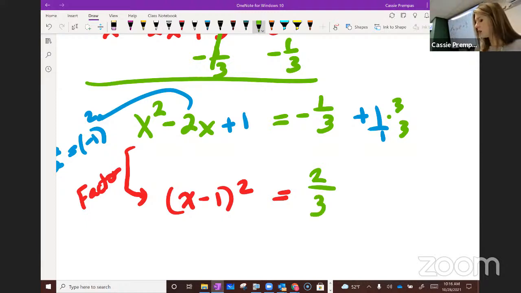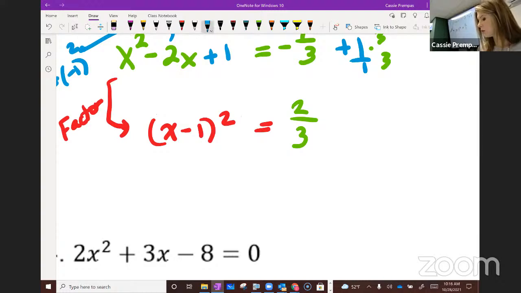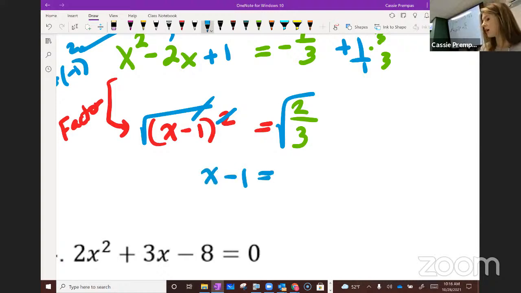All right, now I'm here. What undoes a square? Square root, square root, square root. That cancels. And now I have x minus 1 is equal to, what do I need to keep in mind when taking the square root? Plus or minus. So I have plus or minus.